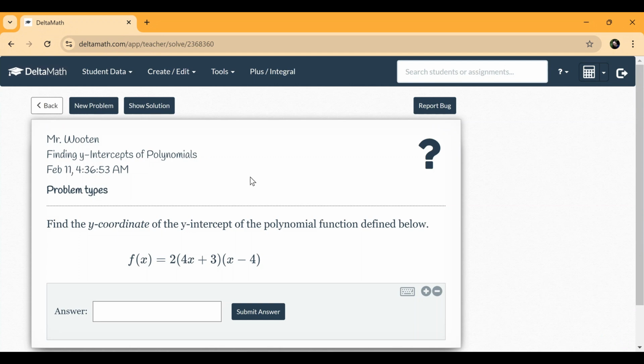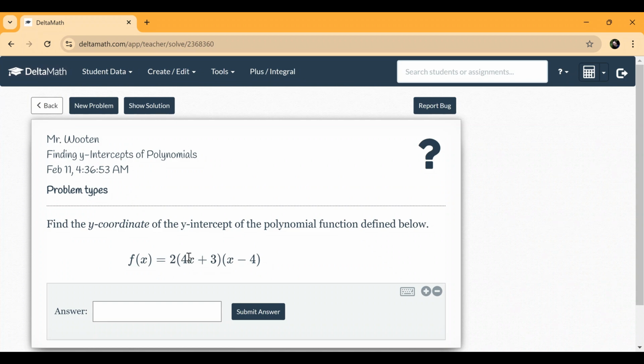The first type of problem is just on having you identify y-intercepts of polynomials. Obviously, you could work these problems out using Desmos, right? Just verify that you're typing in the exact equation like we see here: f of x equals 2 times (4x plus 3) times (x minus 4). The other way you can calculate the y-coordinate for your y-intercept is to plug in 0 for x and simplify.